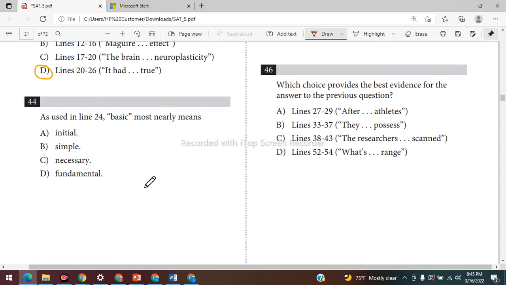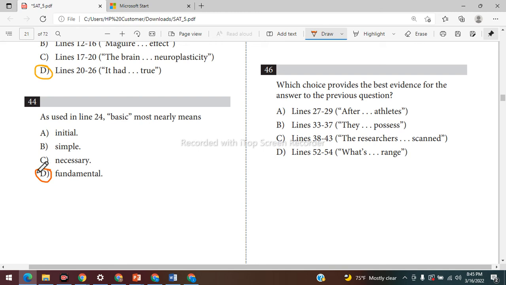See? It's B. Oh. No, it can't be simple. C. Say it again. Biology. C. C. No, not necessary. Fundamental. D. Oh, you said D. Oh. Yes, D. D, yeah.